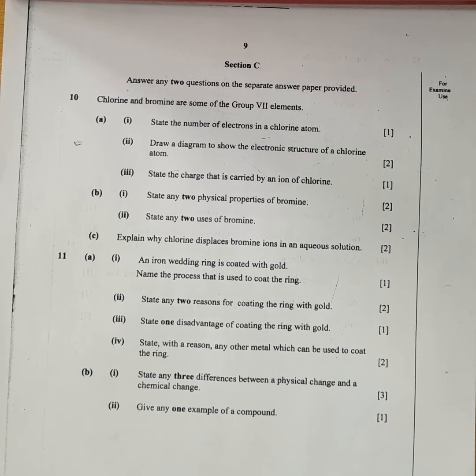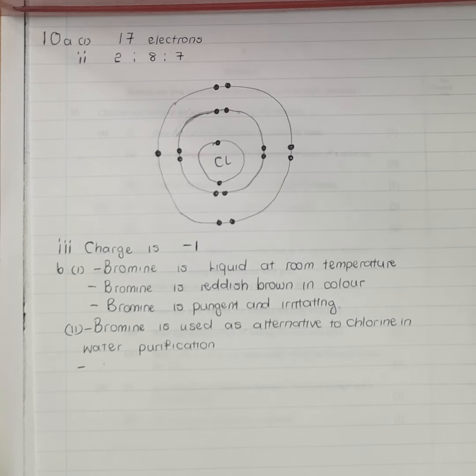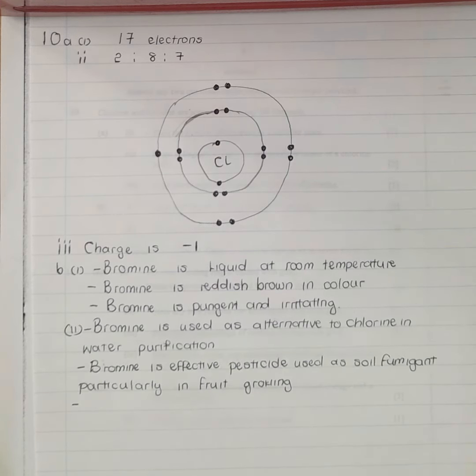And then on part 2, we're supposed to state two uses of bromine. Bromine is used as an alternative to chlorine in water purification. Bromine is an effective pesticide used as a soil fumigant in agriculture, particularly in fruit growing. Bromine is also used as a fire retardant. These are chemicals that help prevent things from catching fire.